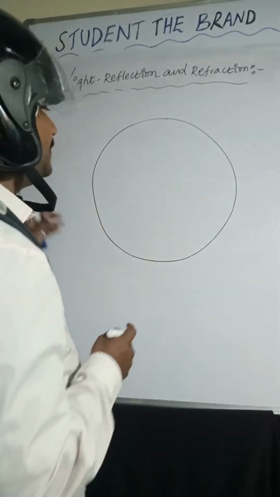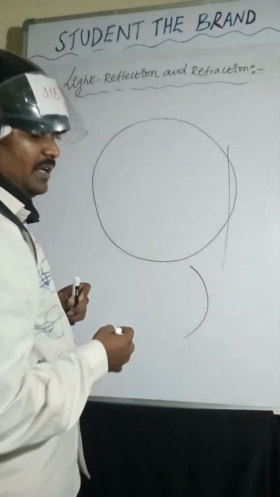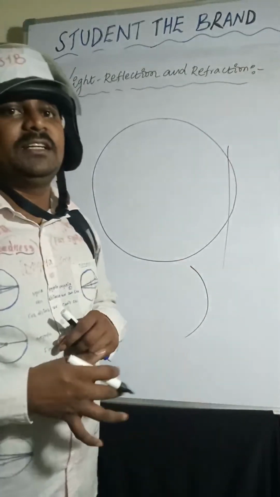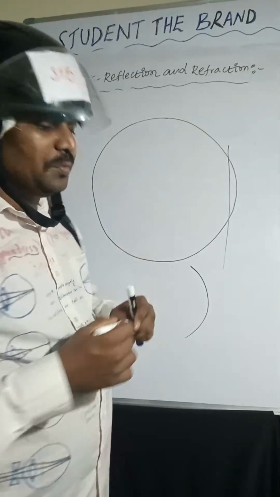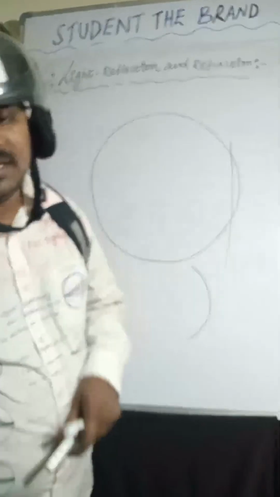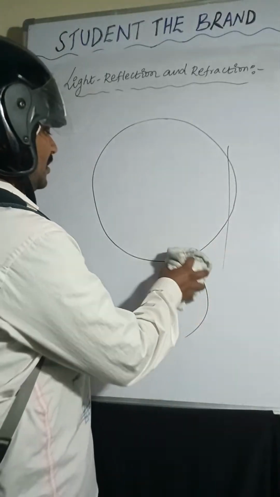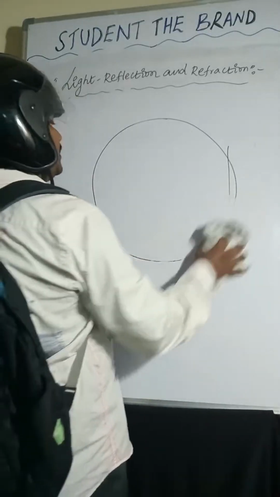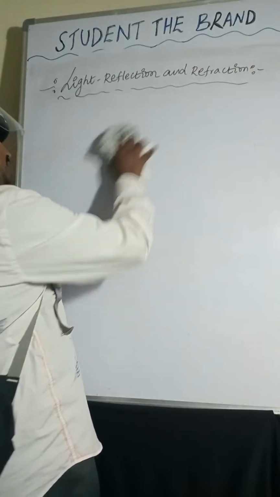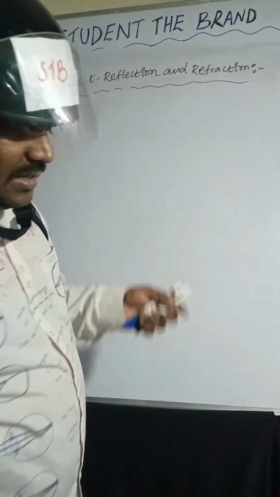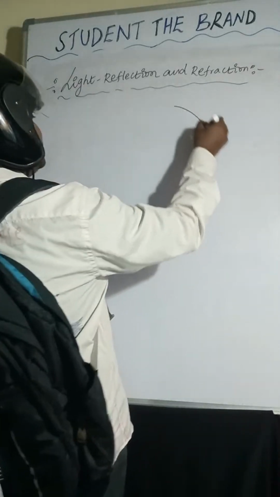So a part of the sphere we are taking, and that part of the sphere is called the spherical mirror. Depending on the reflection of light, mirrors are divided into two types: concave mirror and convex mirror.